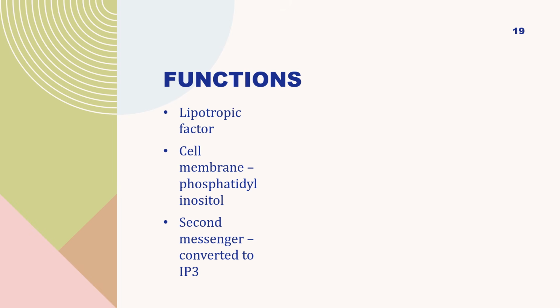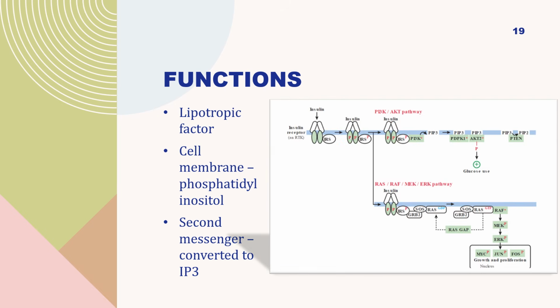So what are the functions of myo-inositol? Again, it is a lipotropic factor and prevents fatty liver, and the cell membrane has phosphatidyl inositol. So it contributes to the structure of the cell membrane, and in addition to its presence in the cell membrane, it also acts as a second messenger by being converted to inositol phosphate 3. So this picture shows how the phosphatidyl inositol present in the cell membrane acts as a second messenger.